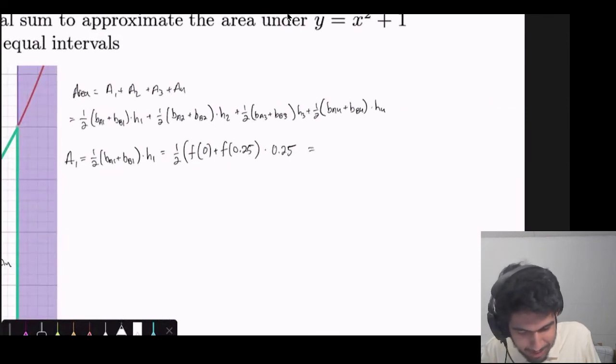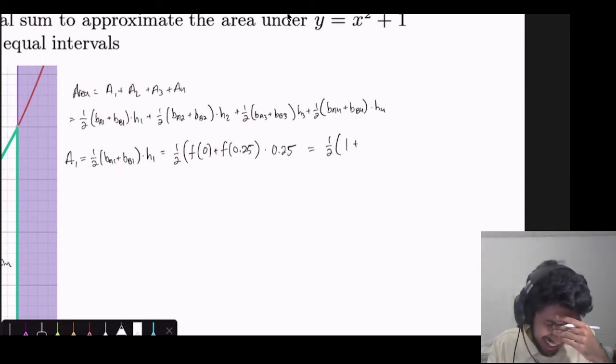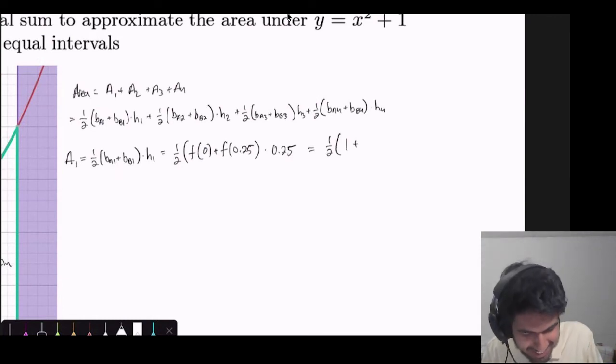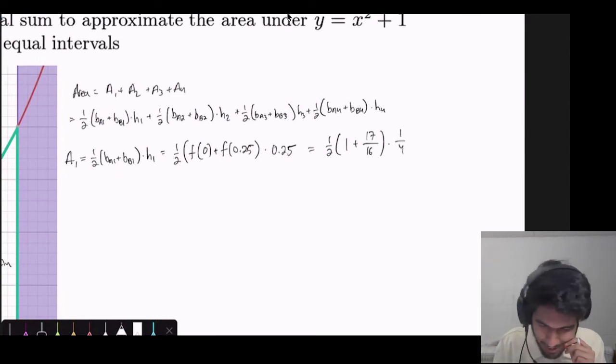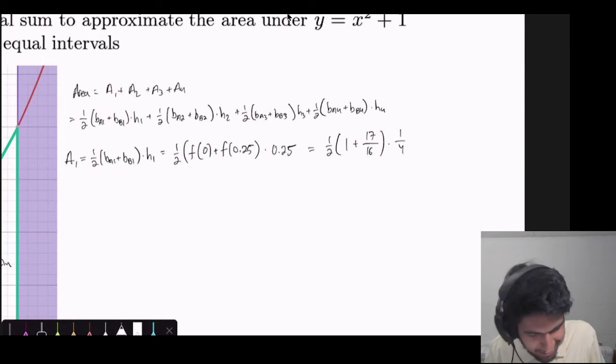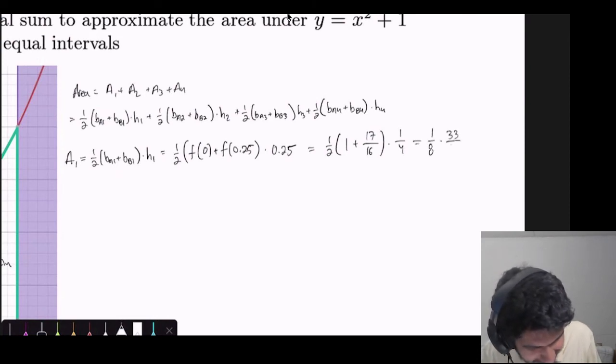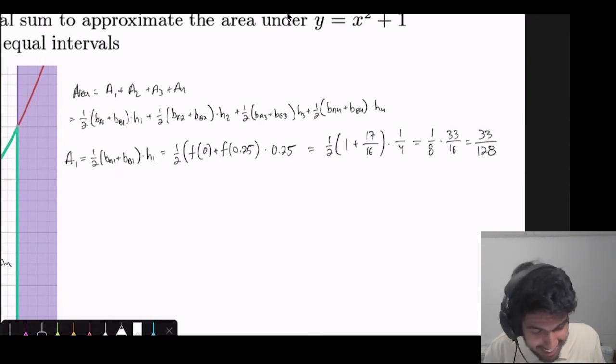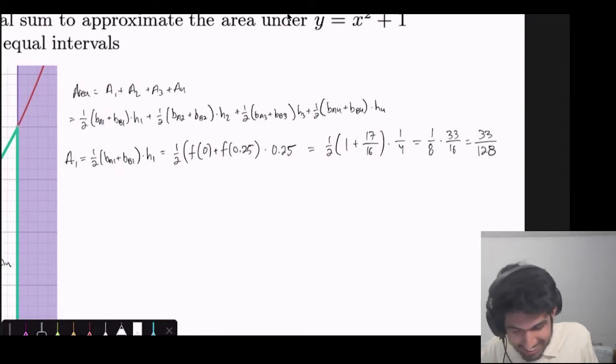This is going to be equal to 1/2 times 1 plus 1/16, plus 1 is 17/16. Do I want to write it in decimal? No, I don't. Times 0.25 is 1/4. Do I feel like continuing to do this? Fine, okay. This is going to be 1/8 times 33/16. So 33/128, I believe. I don't know. It's midnight, so hopefully that's correct.